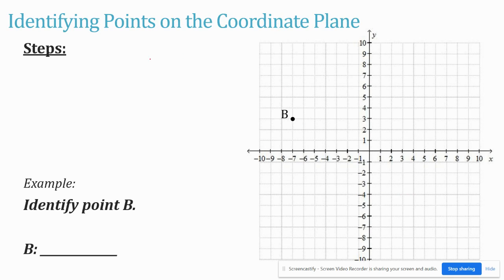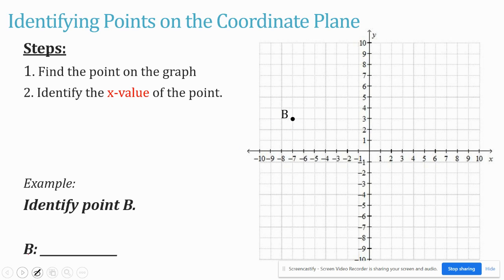So now let's identify a point when we're given a point. Here we want to identify what point B is. So the first step is to find the point on the graph. Here we only have 1 point, so it's pretty easy to find. It's right here. Identify the x value of that point.